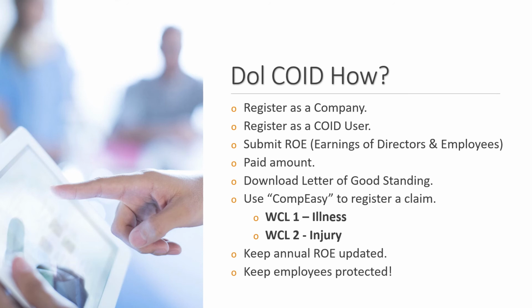Is your company registered for COID? If not, and you need assistance with this, again, please reach out to our IOPSA Safety Department, safety@iopsa.org, and we can give you more guidance with registering with the Department of Labor or FEM. You will need to register as a company, then register as a COID user. For the Department of Labor, we will then submit a return of earnings for you. These are the earnings of directors and employees. An annual amount will need to be paid to the Department of Labor. You will then be able to download a Letter of Good Standing. This Letter of Good Standing will also give you your COID registration number.